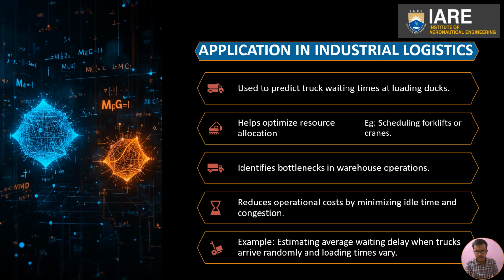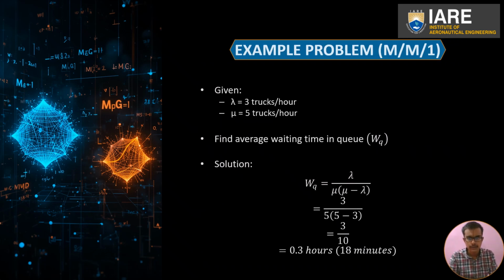An example we can take is the estimation of average waiting delay when trucks arrive randomly and loading times vary. Hence, these are the applications. Now let's go through an example problem.